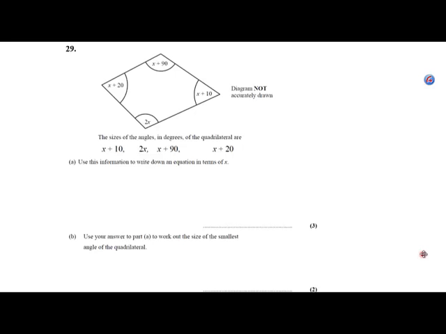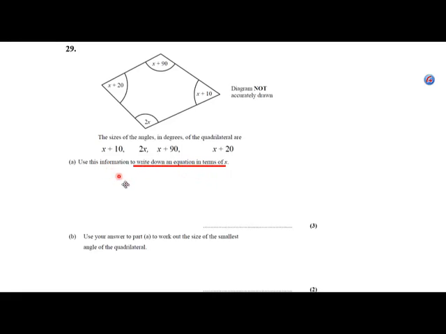This is question number 29. So if we look at this question, we've been given this quadrilateral, this four-sided shape, and it says the angles in degrees of this quadrilateral are x plus 10, 2x, x plus 90, and x plus 20. Use this information to write down an equation in terms of x.